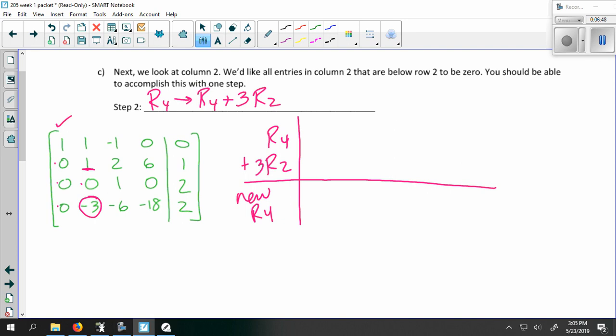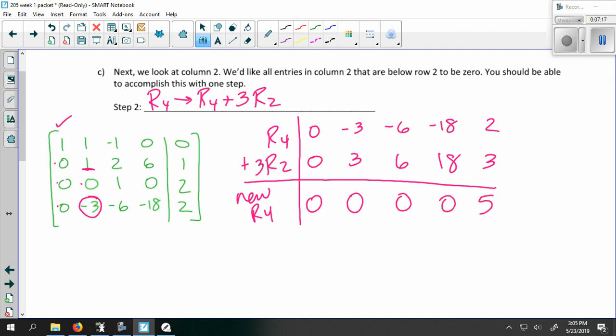Okay, so row 4 is 0, -3, -6, -18, 2. 3 times row 2 is 0, 3, 6, so multiplying by 3 here, 6 times 3 is 18, and 1 times 3 is 3. When I add them, I get 0, 0, 0, 0, 5. So that's my new row 4.